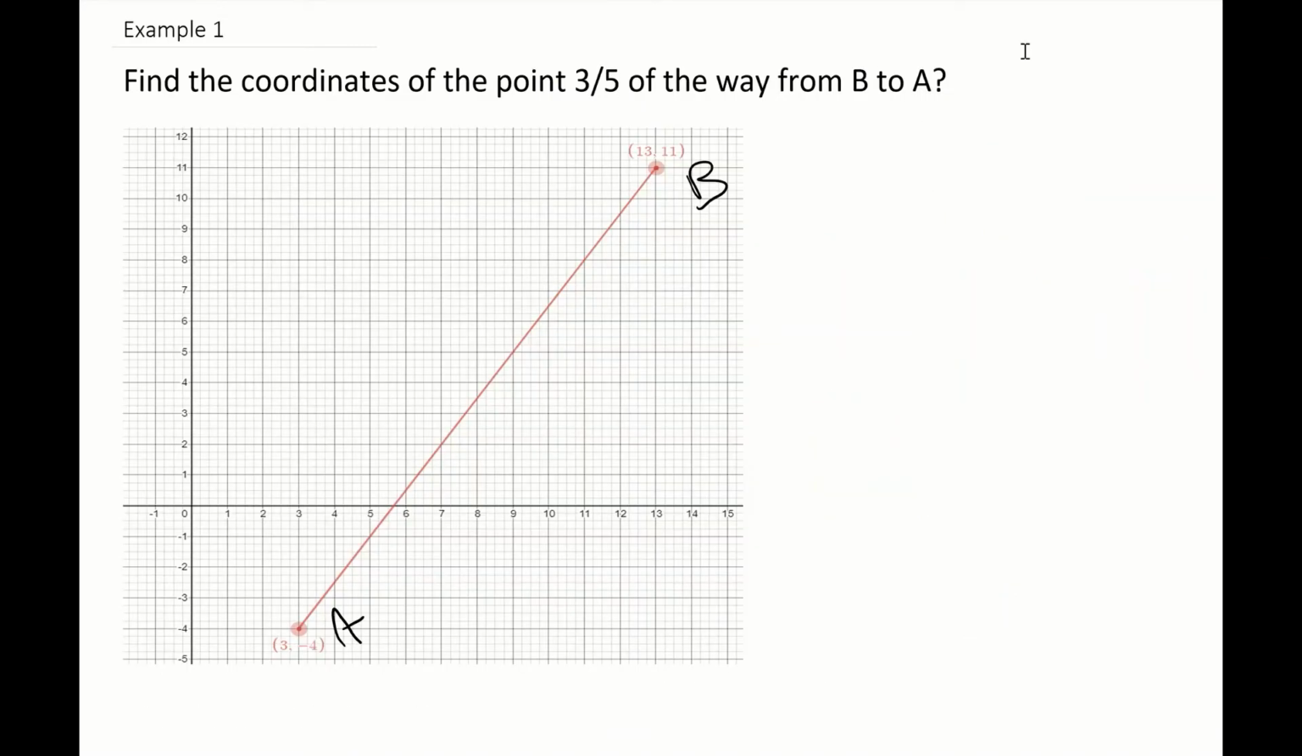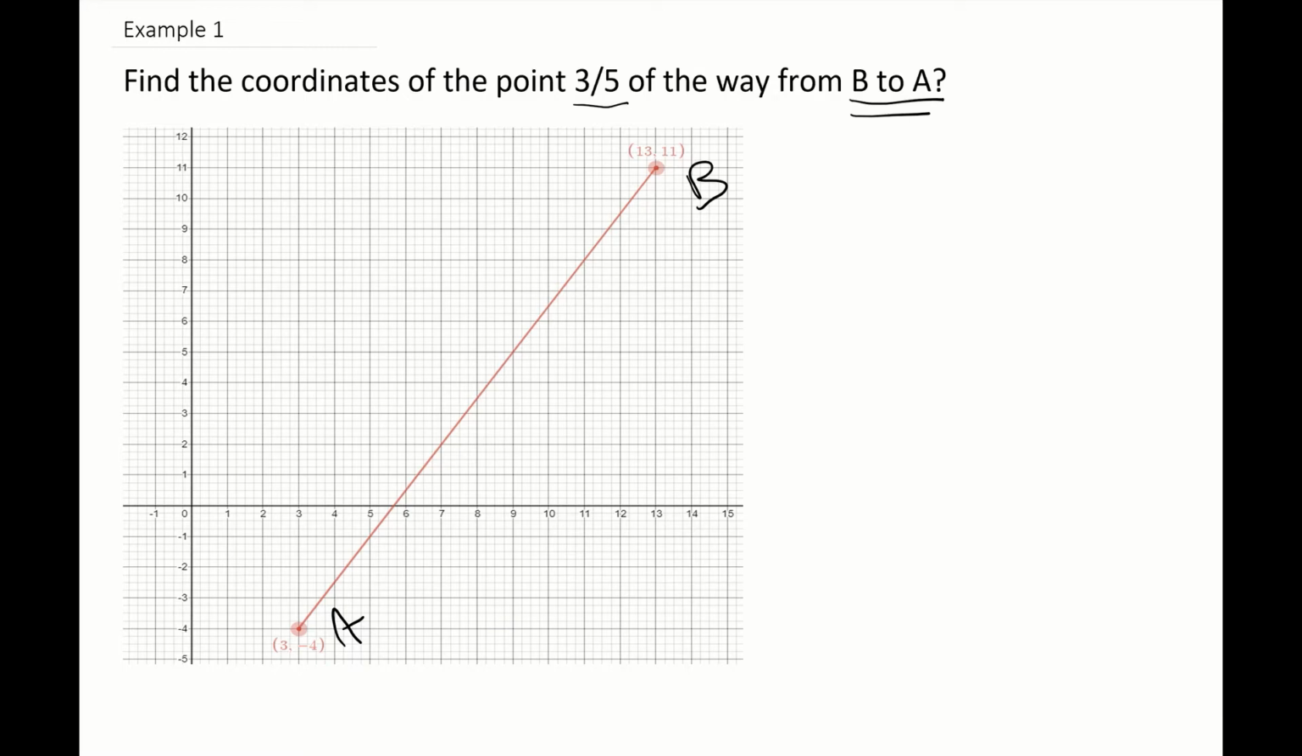All right, so let's look at another example of partitioning a line segment. Again, we've got the line segment AB and the coordinates here. This time, notice we've got a fraction just like before, but now they want you to find the coordinates of the point 3/5 of the way from B to A. This is a big difference from the previous example, right? This time they switched the position. How is that going to change the problem?